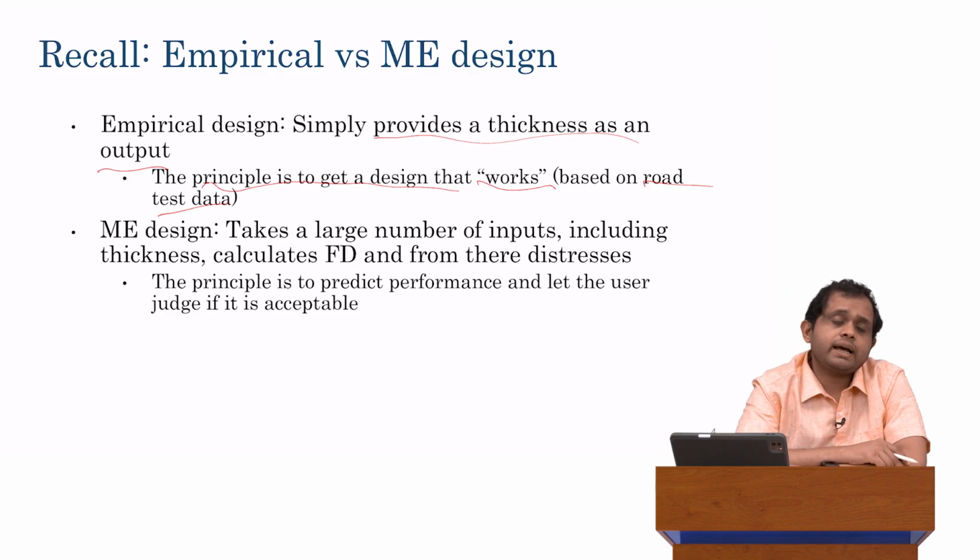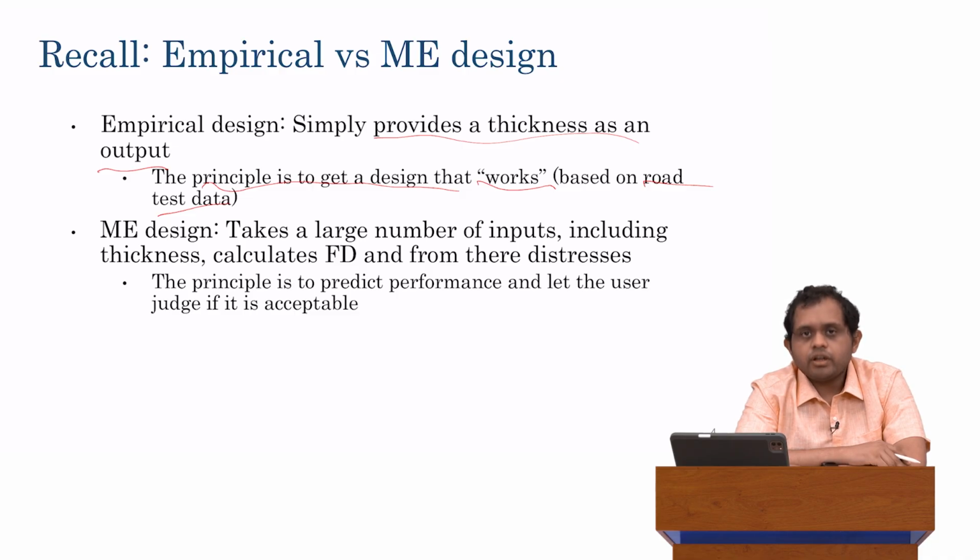That is not what happens in mechanistic empirical design. ME design is actually very, very different philosophically. In empirical design, we didn't really talk about AASHTO 93 empirical design much here, so just believe me on this. Empirical design takes a very small number of inputs, a handful of inputs, 5 or 6, relatively easy to solve by hand, because in the 1950s and 60s when it was developed, you actually had to solve it by hand.